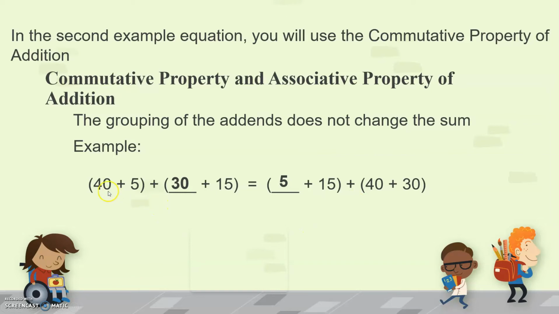So, let's try to solve. So, 40 plus 5 is 45. Plus 30 plus 15 is also 45. Next side, we have 5 plus 15 equals 20. Plus 40 plus 30 equals 70. Next, let's add this. 45 plus 45 equals 90. And 20 plus 70 is also 90. So, see, equal yung answer nila. Yan yung ibig sabihin ng commutative and associative property of addition. Kahit bali-baliktarin mo yung groupings, hindi magbabago yung sum.